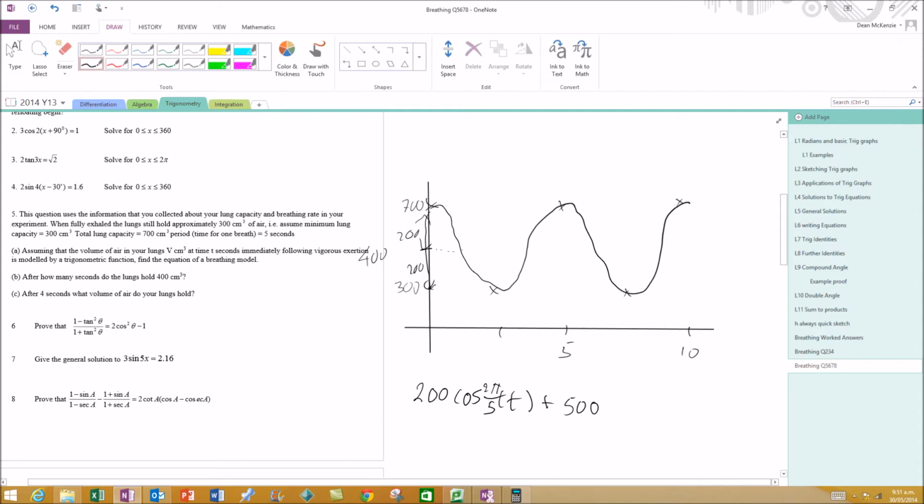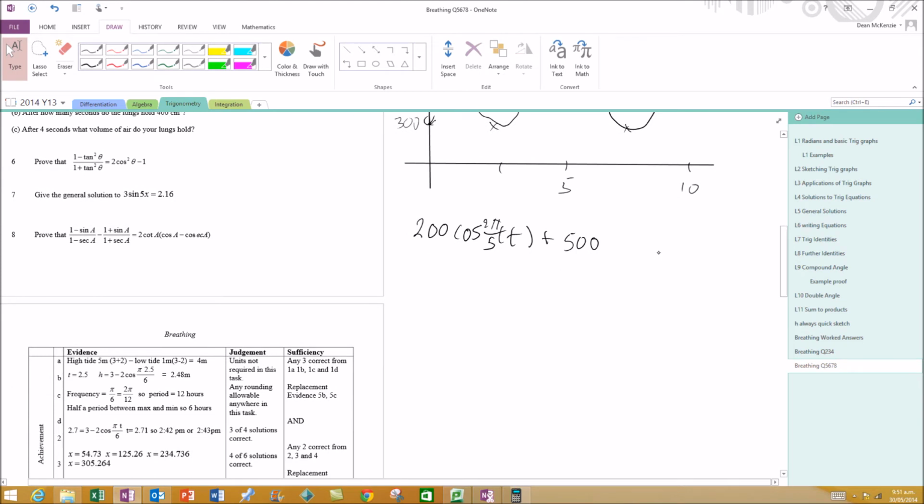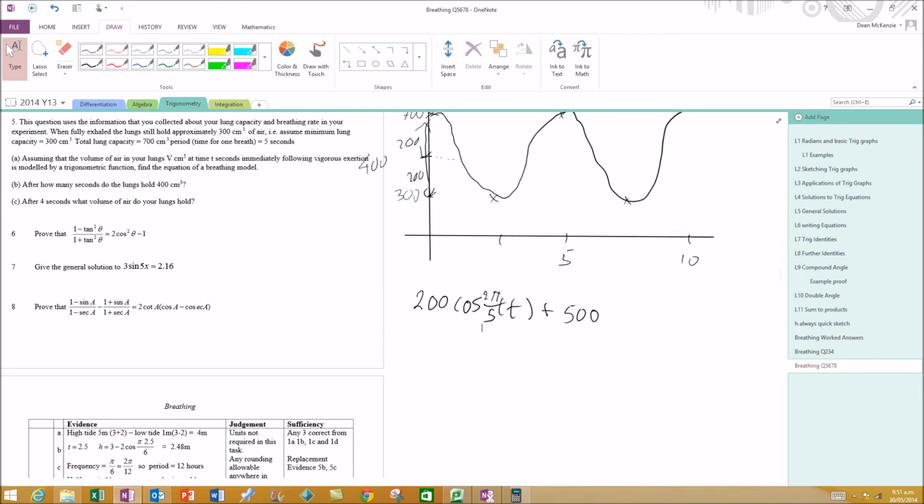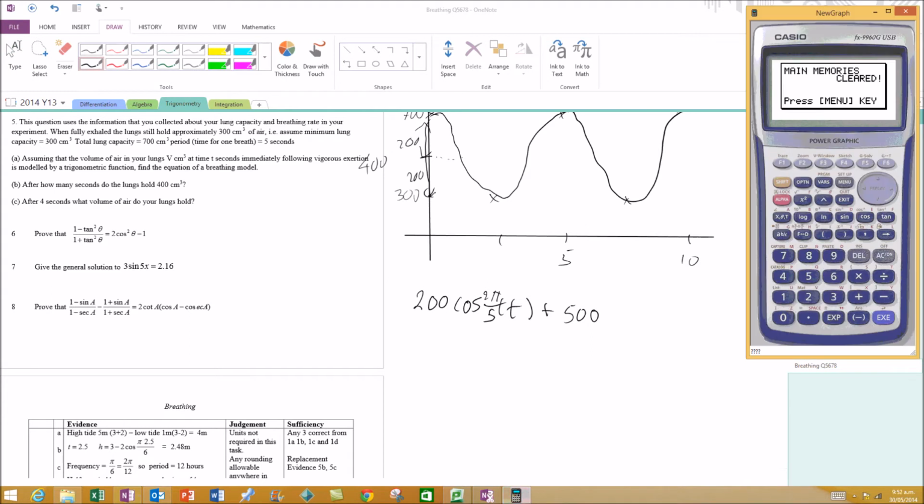Right, the next thing it says is, after how many seconds does the lung hold 400? Of course, this one's going to be different to the answers because I didn't have to start at a minimum, I started at a maximum. Anyway, we'll look at how we do that on our calculator. First, go into the menu, then press shift menu to get into setup, and check that you're in radians. You should always be in radians for a practical problem.